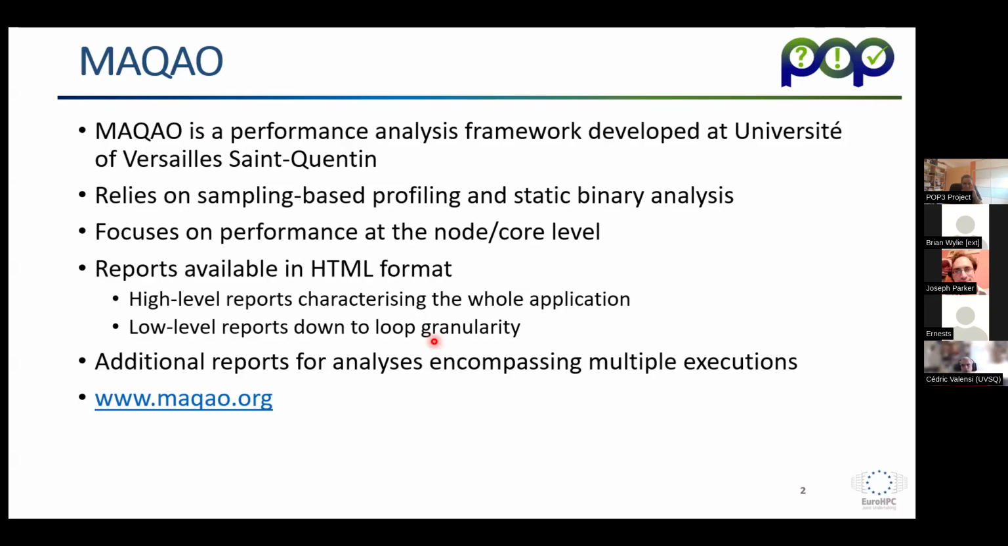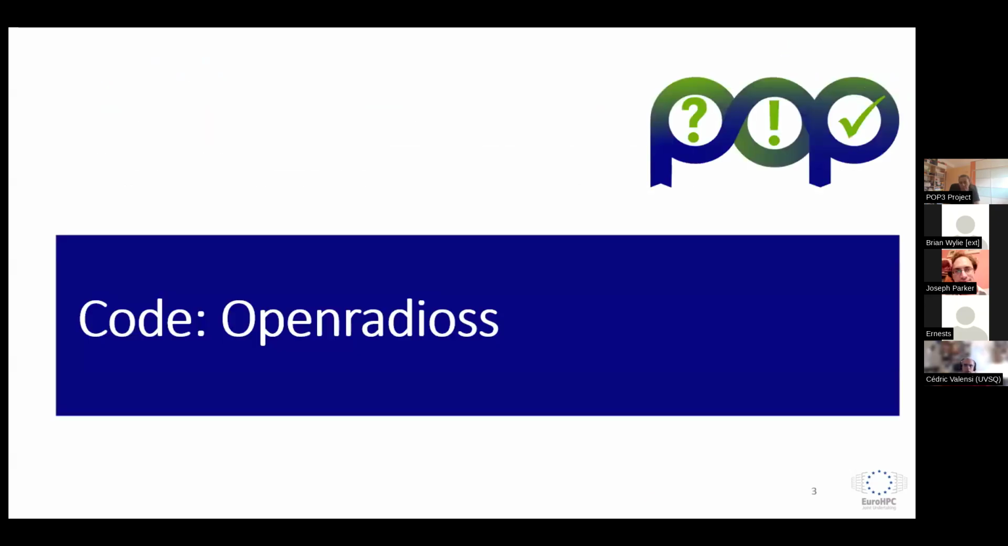We provide reports in HTML format. We can provide high-level metrics that characterize the whole application, and we have more advanced reports that focus, for instance, on the specific performance inside a loop and how to improve it. It's also possible with Macao to perform multiple executions of a single application, compare them together, and derive some metrics on that. I will present multiple examples taken from different code analyses.